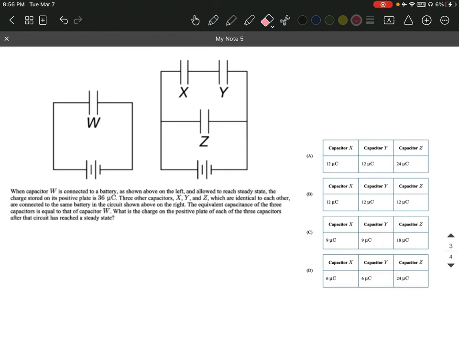All right, here is another circuits question. This one only has capacitors in it. Go ahead and pause and give it a try. All right, now let's work through the solution.